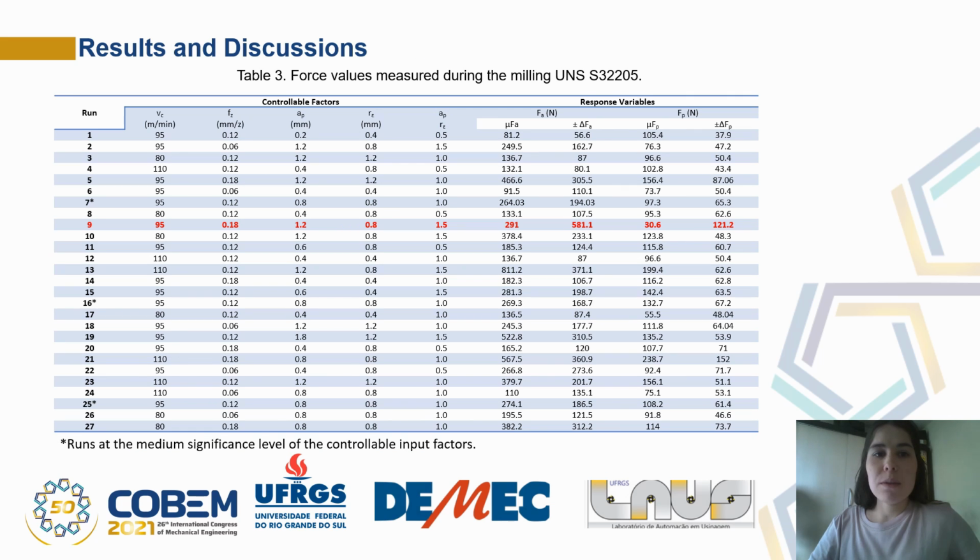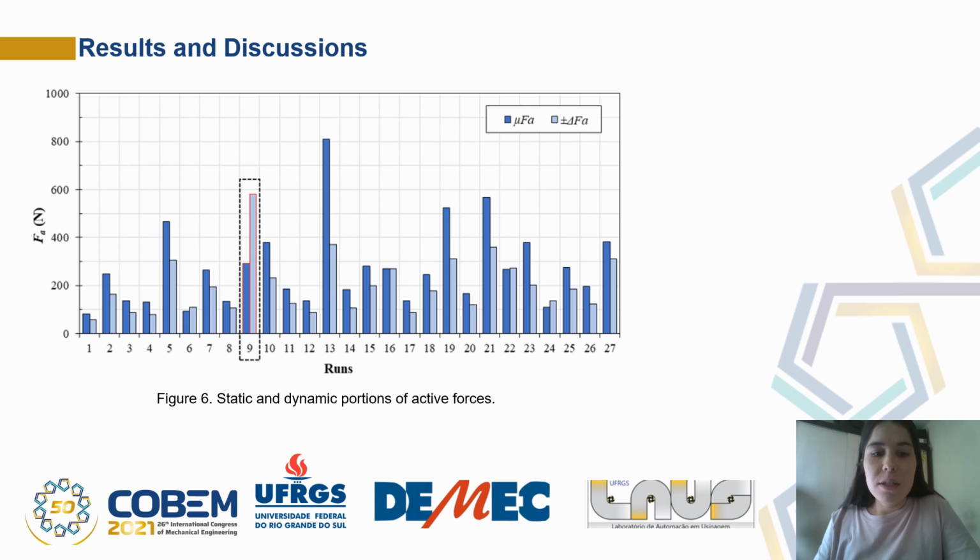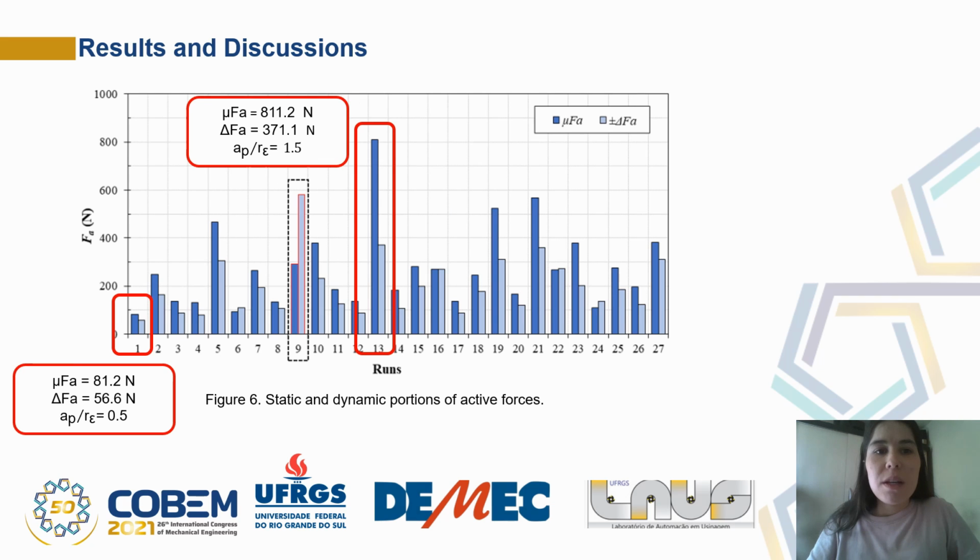Results and discussions. Table 3 illustrates the values for the static and dynamic portions of active and passive force during the end milling of duplex stainless steel for the 27 combinations determined by Box-Behnken design. Figure 6 shows the static and dynamic portions of active force.